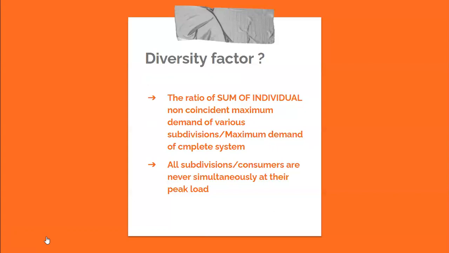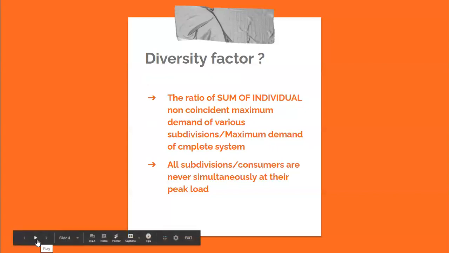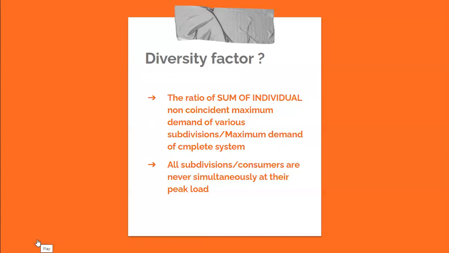So how is that? I'll take an example to clarify this a bit. Just remember, diversity factor is a ratio. And what is the ratio? It is a ratio of the sum of individual non-coincident maximum demands of various subdivisions of the power system upon the maximum demand of that power system.